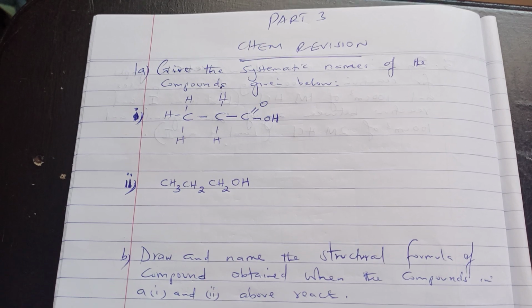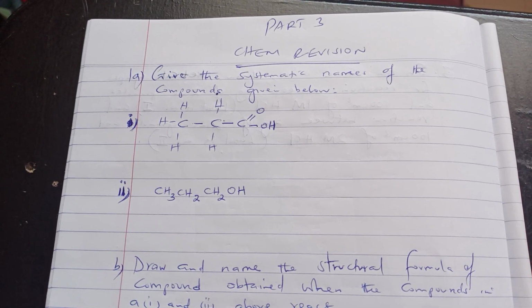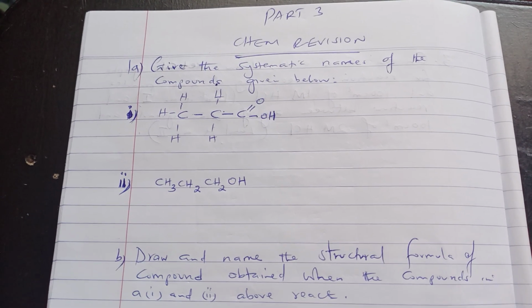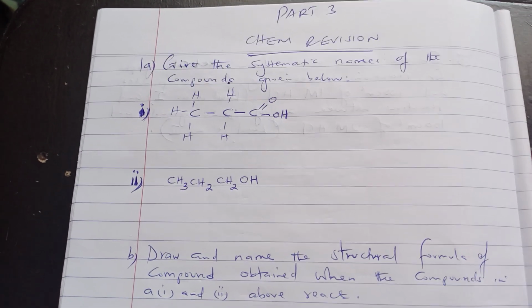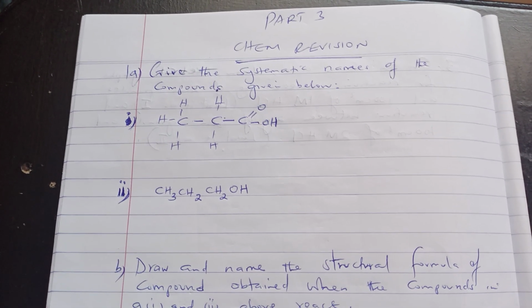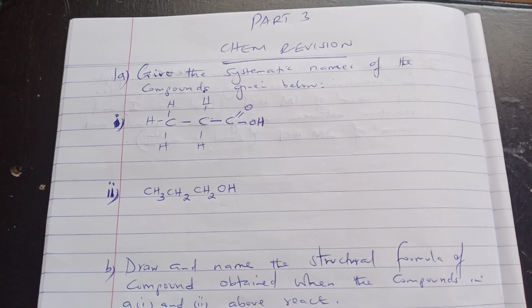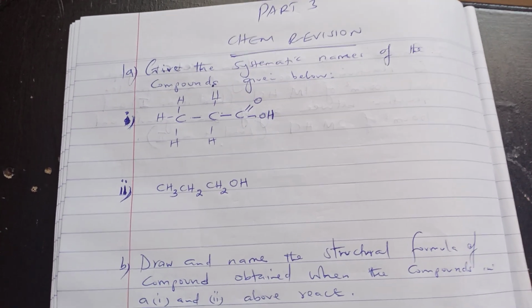I'm your tutor, Mr. Baraka, and today I want us to look at part 3 of our revision in chemistry as you prepare for KCSE chemistry paper. Question 1 says give systematic names of the following compounds given below.